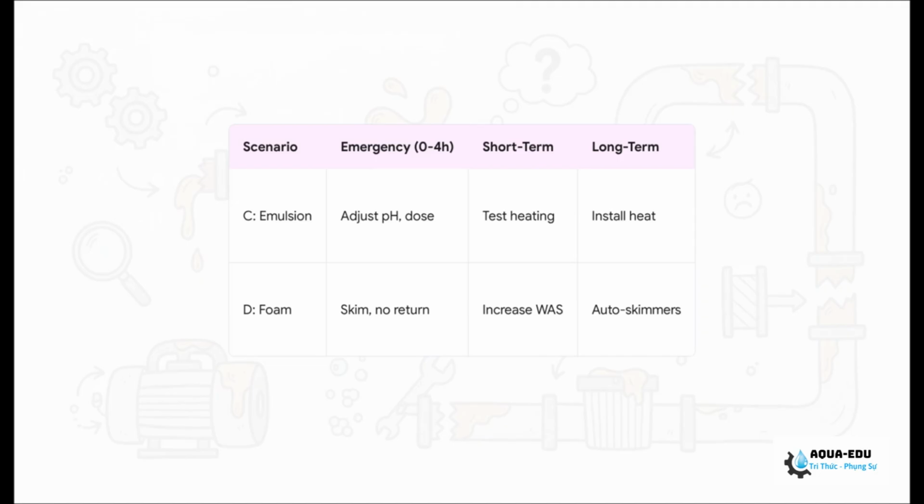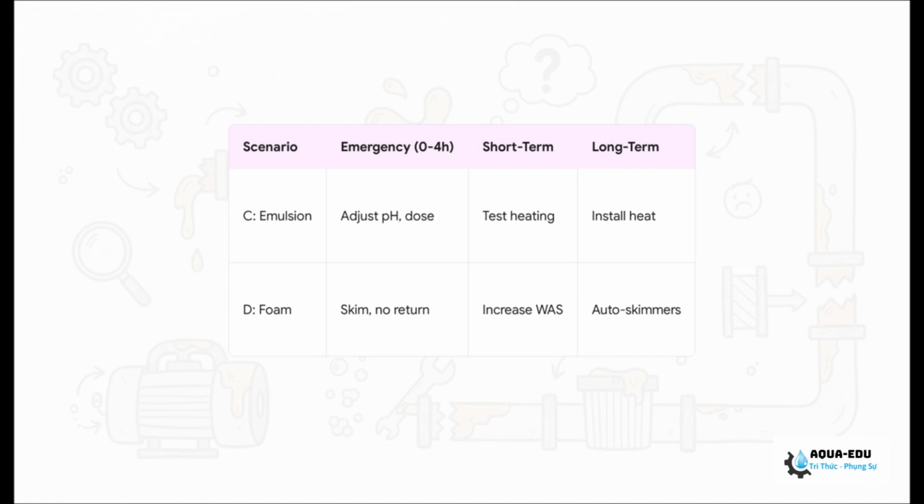So, for that emulsified oil, your emergency action plan is to carefully adjust the pH and hit it hard with the demulsifier. On the other hand, if you're dealing with a massive nocardia foam outbreak, direct your team to aggressively skim it off. But listen to me carefully here. Whatever you do, do not return that skim back into the system. It is packed full of bad bacteria. You must waste that infected sludge out of the system entirely by increasing your waste-activated sludge rate to lower your overall sludge age.